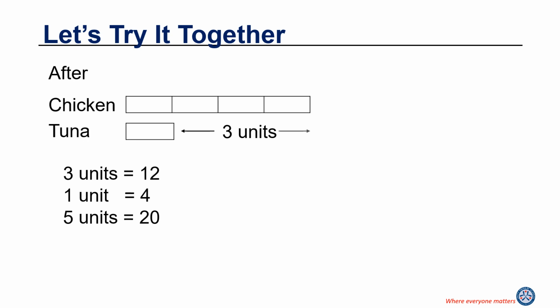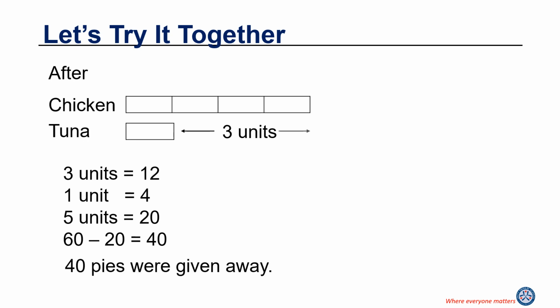Before, there were 60 pies. In the end, there were 20 pies. So 60 minus 20 will give us 40. 40 pies were given away.